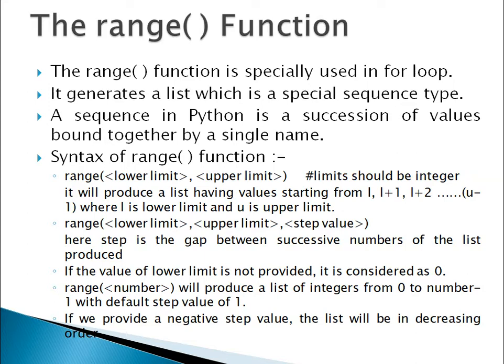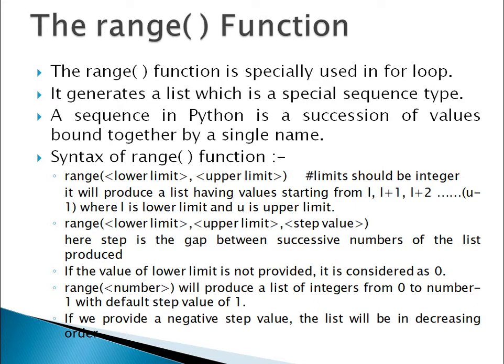So the second type of range function is where you give the third argument, that is called the step value. So range lower limit, comma upper limit, comma step. Step means the difference between the two values. Okay. So here step is the gap between the successive numbers of the list produced. If you give the step value 2, then every second number will be in the list. So if you write range 10, 20, 2, the first number will be 10, then 12, then 14 and so on. Clear?